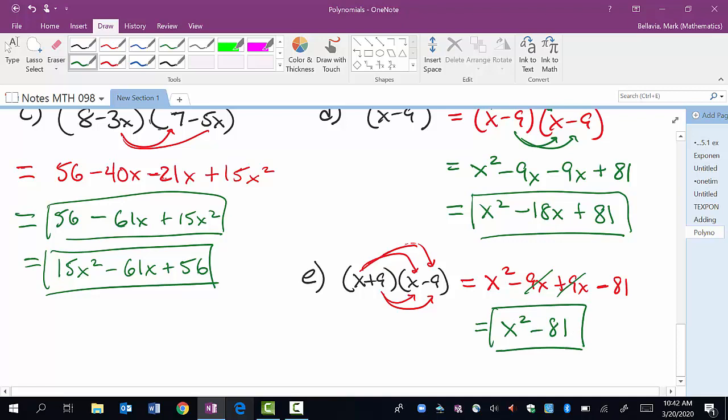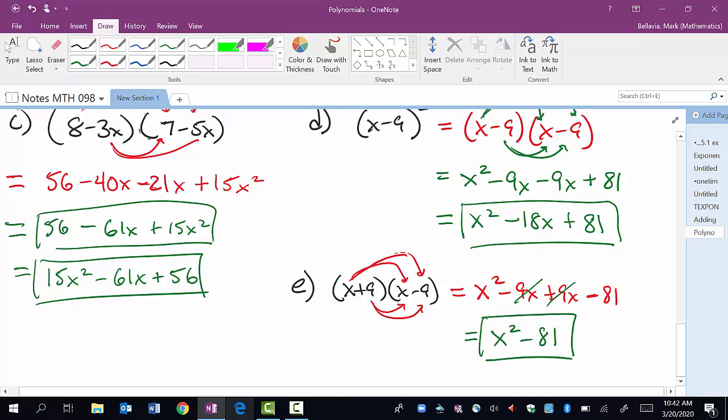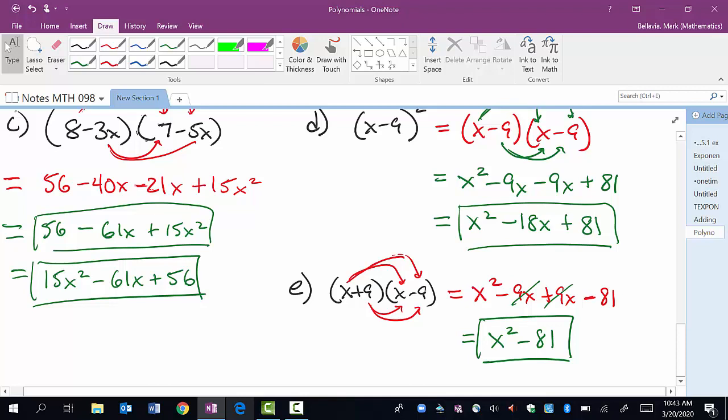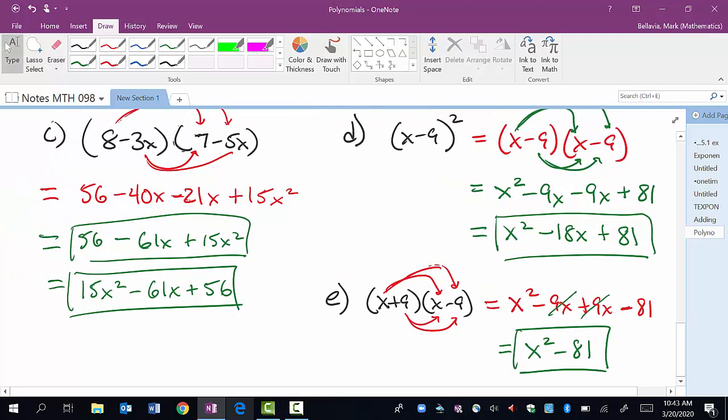Don't confuse what we did down here with the example above. The example above, they didn't cancel because these signs were the same. This example here, the signs are opposite. That's what allows them to cancel when you combine like terms. So be very careful of that. Usually people get these two types of things confused.